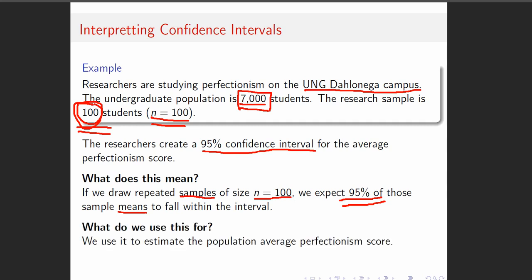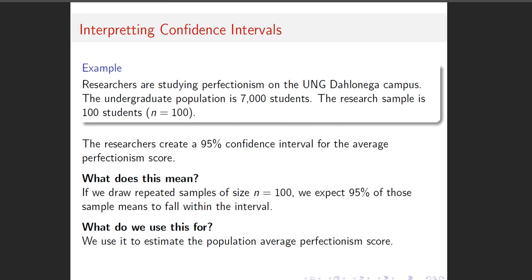Okay, we do use this confidence interval to estimate the population average perfectionism score. So even though we only talk to 100 people, and there are 7,000 students in the population, we're still using this to estimate the population average perfectionism score. Now, the question's going to ask, are we 95% confident that the population average is in the confidence interval? Okay, and the answer is no.